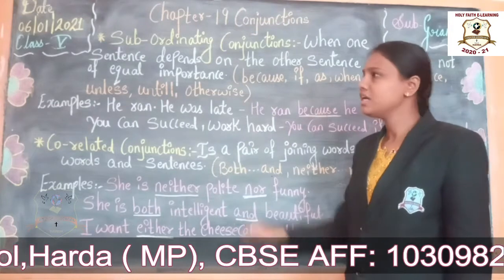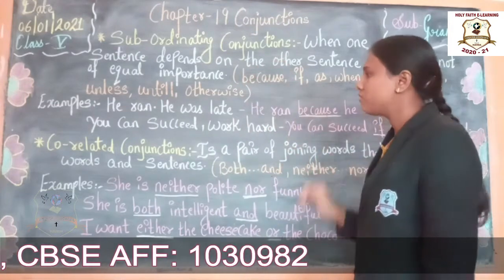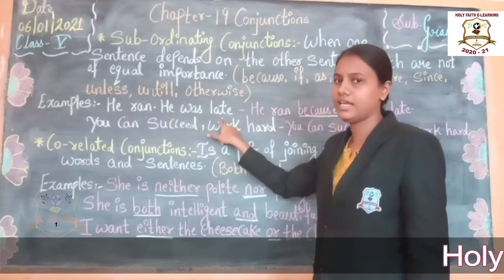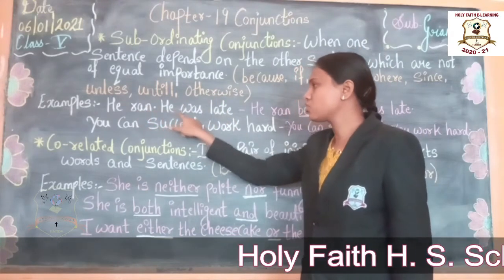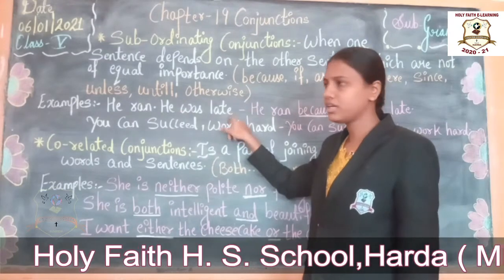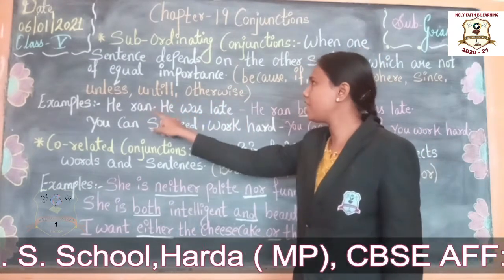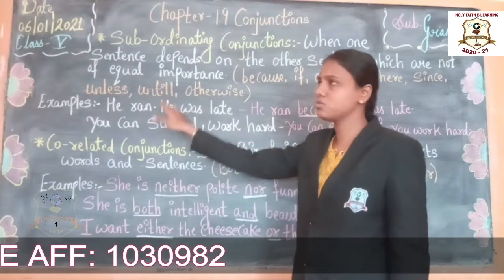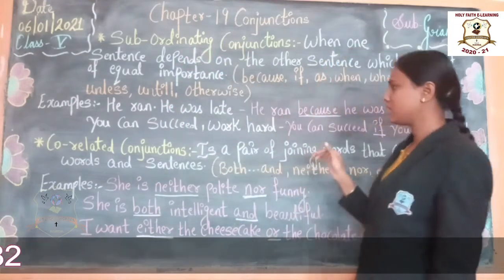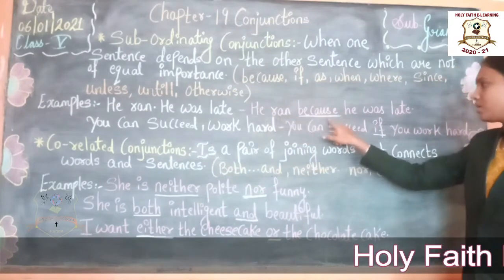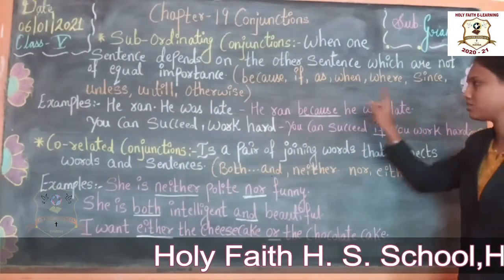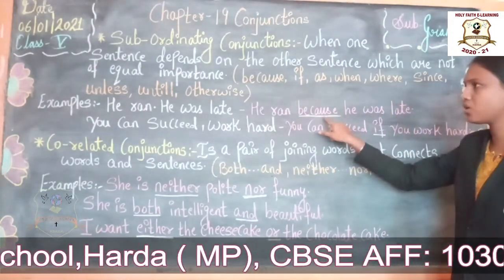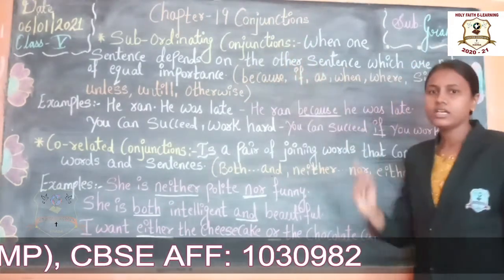Subordinating conjunction in those sentences. For example: he ran, he was late. Here both the sentences are dependent on each other. So in this sentence we will use a subordinating conjunction. Let's see. He ran because he was late. So here because is a subordinating conjunction.